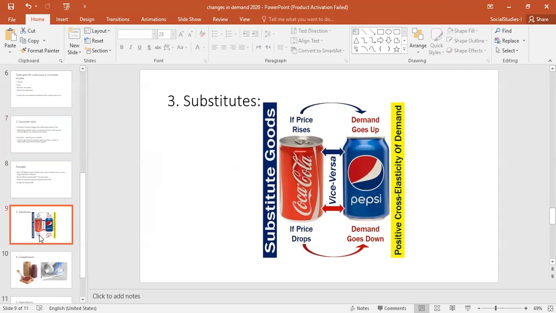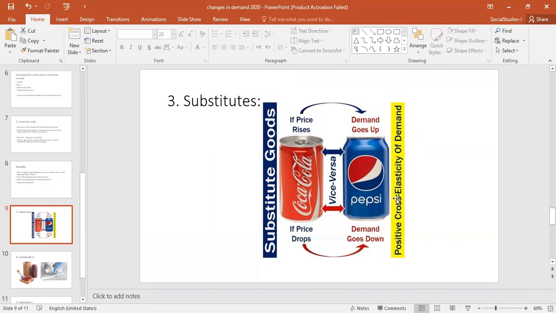The next thing here that we're going to use is substitutes. Substitutes are another factor that is going to affect my demand. Here, we're looking at what substitute goods are. Substitute goods are goods that could compensate for each other because they're very much the same.